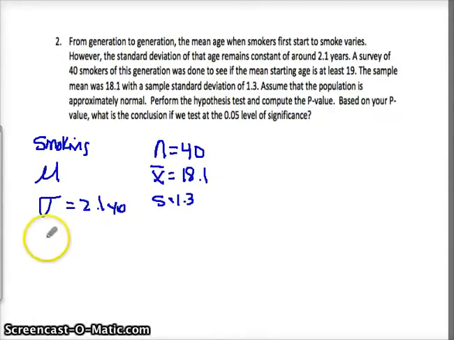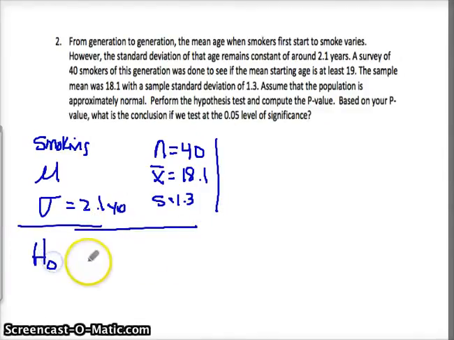All right, so these are some facts in our problem. Let's get right to it. What is the null hypothesis? The null hypothesis is that the age at which people start smoking is 19. Okay, I'll put 19 there.